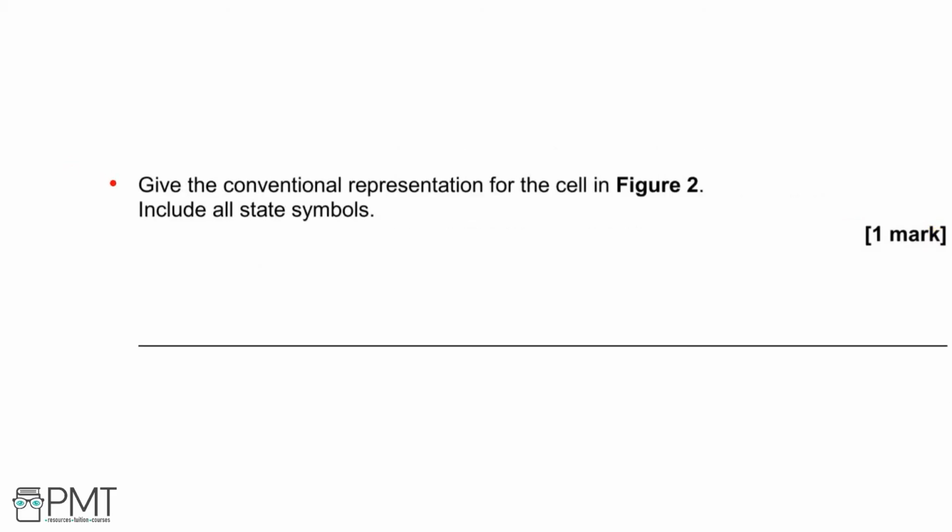Give the conventional representation of the cell in figure 2. Include all state symbols. This question is worth 1 mark, so we're going to need to give the full conventional representation and the state symbols all correctly in order to gain that mark. Now, in figure 2, both cells contained 2 forms of the copper. There was the solid copper present in the electrodes as a solid, and then there was the 2+ ionic copper, which were present in the solution as aqueous ions.